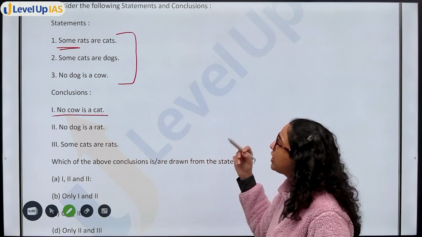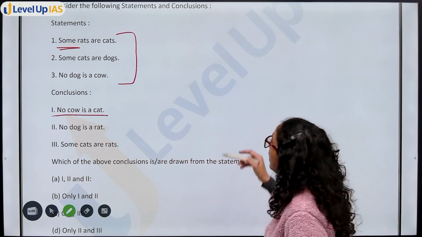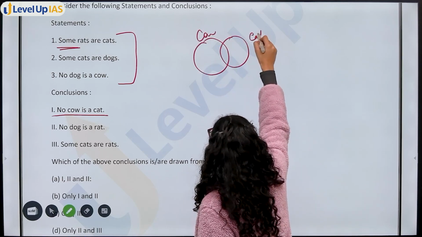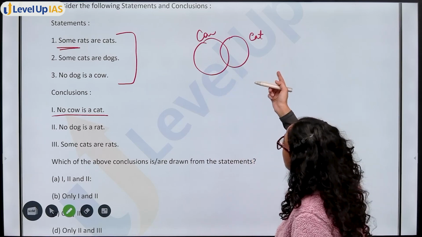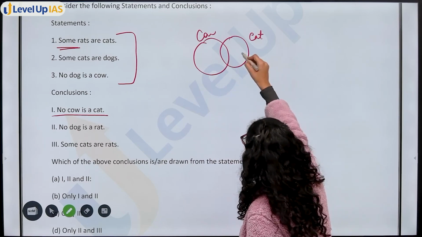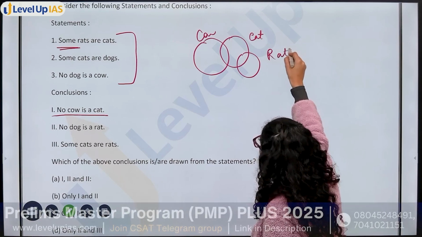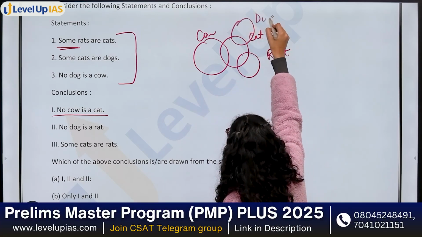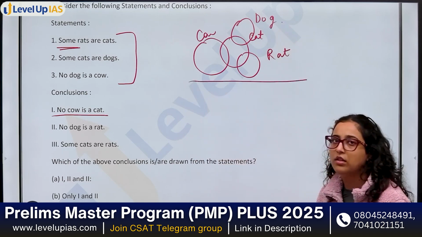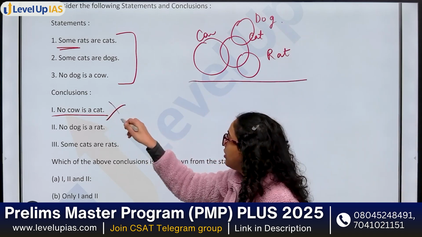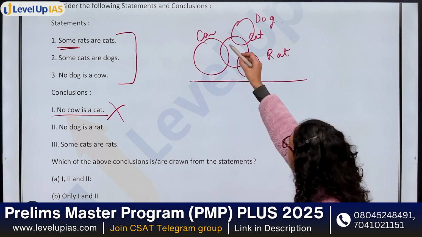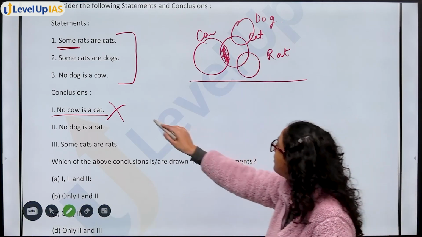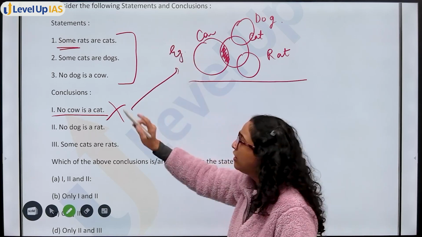No cow is a cat. That means cow and cat have nothing in common. Let's try to prove it wrong. So cow and cat. Some rats are cats. Some cats are dogs. No cow is a dog. So make it like this. Done? So this conclusion does not follow. No cow is a cat. Why, cows are cats here. In this case, you are getting an example where this statement is not true.